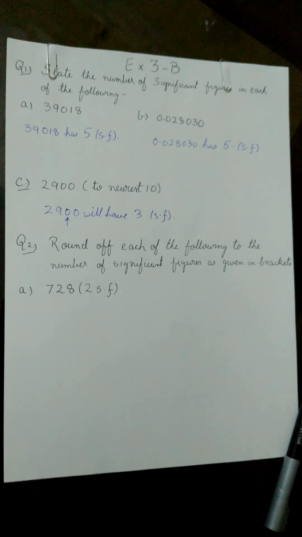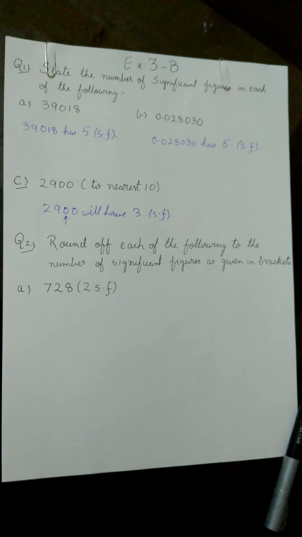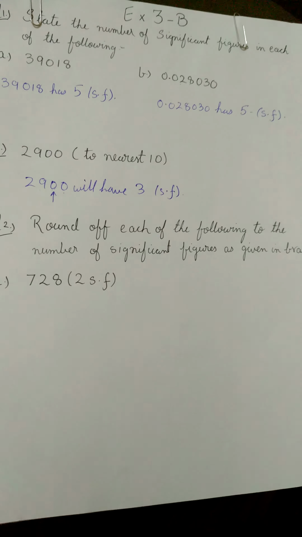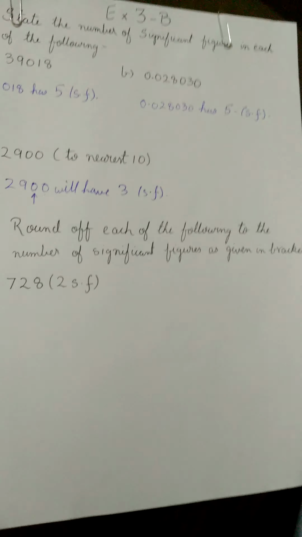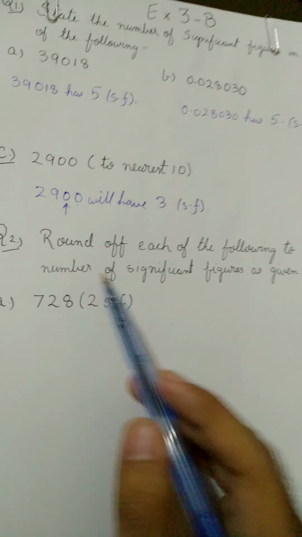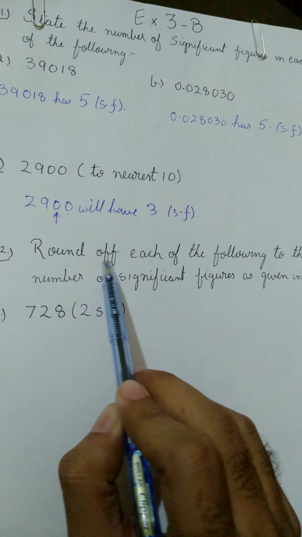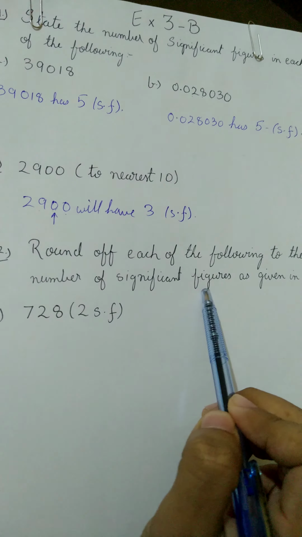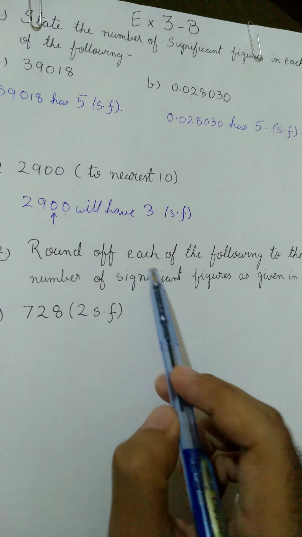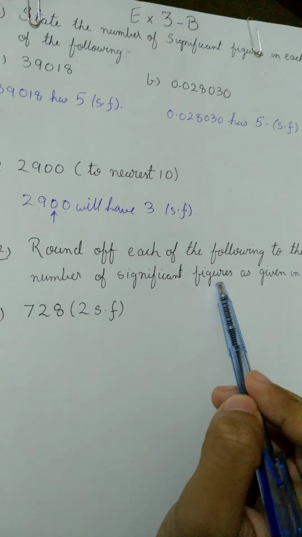Here we have exercise 3b, question number 2. It is related to significant figures again, but here we have two things. First read the question. Round off each of the following to the number of significant figures as given in brackets. Before solving this question, what you have to keep in mind are the rules of rounding off and significant figures. You have to keep in mind the rules for both of them.